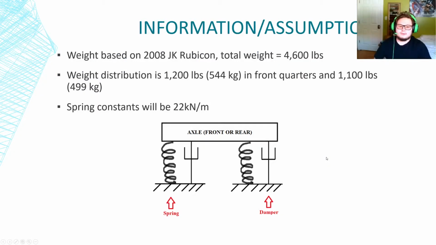Some information or assumptions we're going to have is that the weight is going to be based off of a 2008 JK Rubicon, which has a total weight of about 4,600 pounds. It's a little bit above the average. That's what we're going to go with.